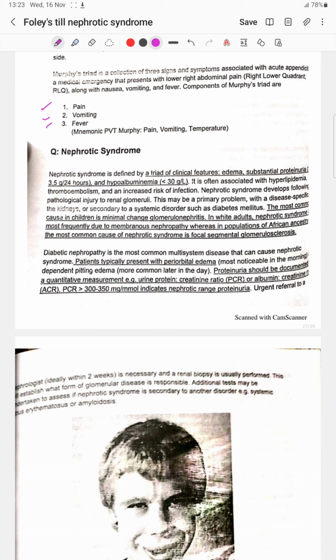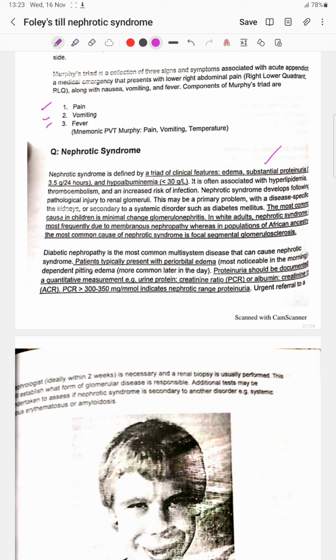And now the last topic of this video is nephrotic syndrome. Nephrotic syndrome is defined as a triad of clinical features: edema, substantial proteinuria of 3.5 grams per 24 hours, and hypoalbuminemia, which is less than 30 grams per liter. It is often associated with hyperlipidemia, thromboembolism, and an increased risk of infections. Nephrotic syndrome develops following pathological injury of the renal glomeruli.